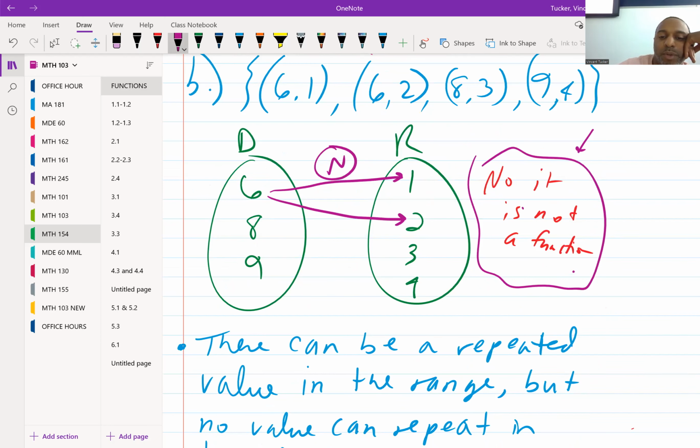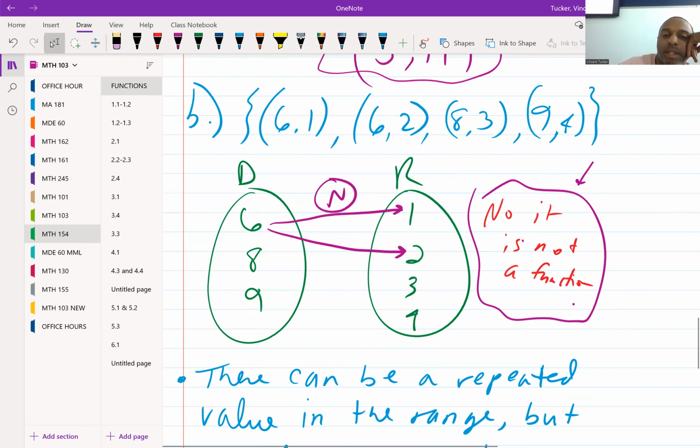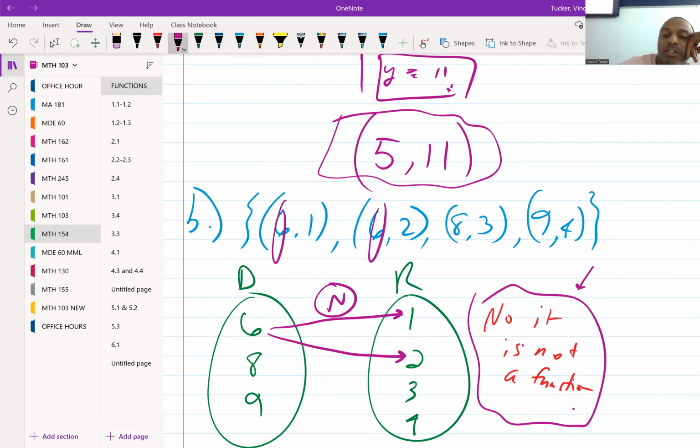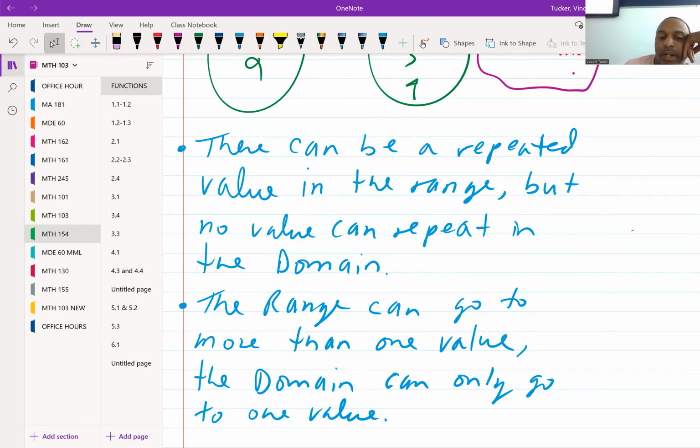So here, there can be a repeated value in the range, but no value can repeat in the domain. So what I mean by that is when we look at here, I had a 6 being repeated here in the range, and that was a function. But then here, my 6 was repeated in the domain, and that was not a function. So that's one way of looking at it. And then the range can go to more than one value. The domain can only go to one value. So just different ways of looking at the same thing that we established.